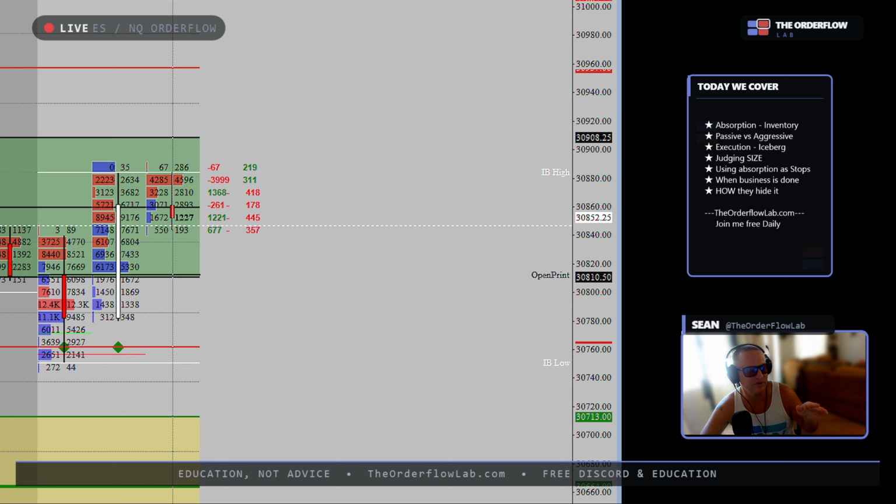I see it before anybody else. And this is how absorption works, right? And this is how they hide their size. But at the end of the day, it just proves my thesis is that all you got to do is pay attention to the point. That's all that matters. It's all that matters, and it's how you can see it.